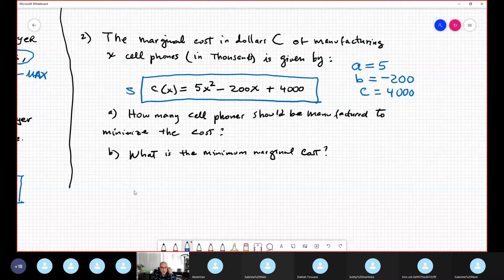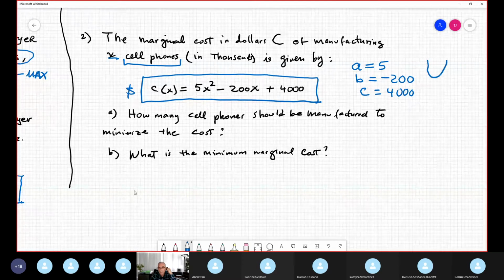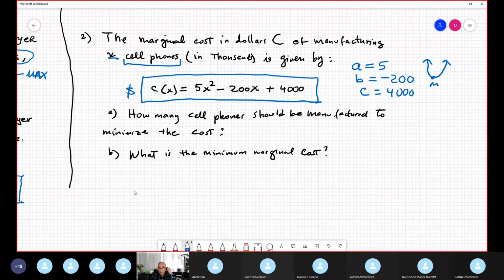This is also in dollars, the cost, but X is not in dollars. X is cell phones. So basically, you need one cell phone, X represents that. Okay, so again, we have a parabola. In this case, the parabola opens up. How do you know? Because A is positive. So we have here a minimum.